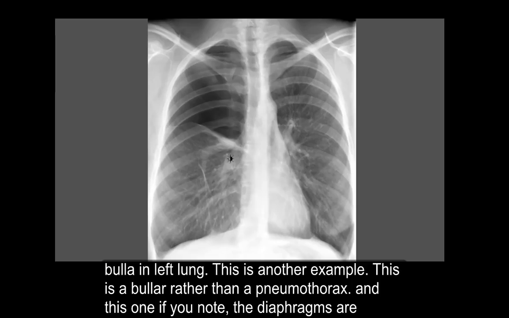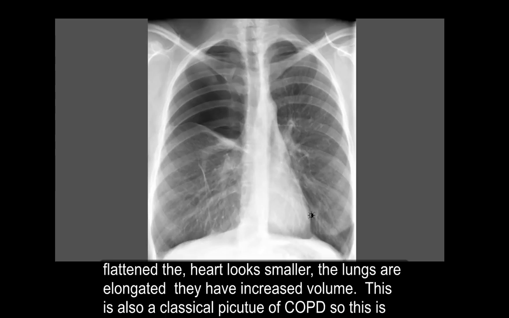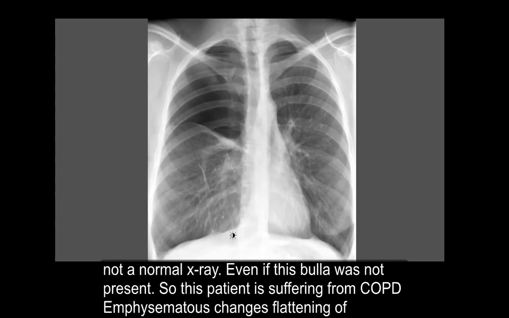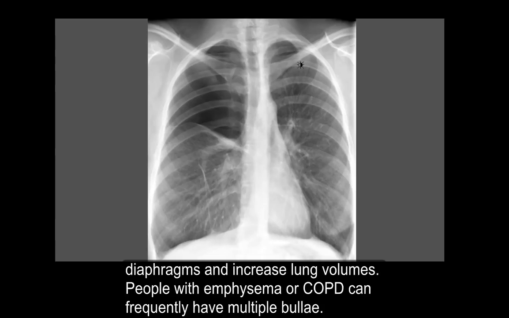This is another example. This is a bulla rather than a pneumothorax, and in this one, if you note, the diaphragms are flattened, the heart looks smaller, the lungs are elongated, they have increased volume. So this is also a classical picture of COPD. So this is not a normal X-ray, even if this bulla was not present. This patient is suffering from COPD. Emphysematous changes, flattening of diaphragm and increased lung volume, and people with emphysema or COPD can frequently have multiple bullae. Thank you very much.